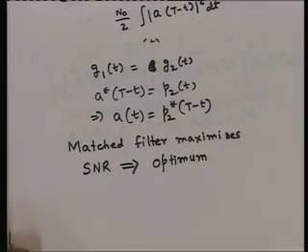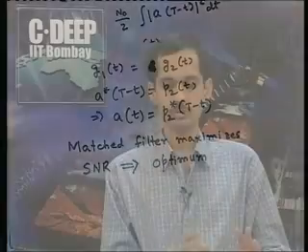So we have seen that if you use a matched filter, previously we saw that it is best to sample at multiples of capital T seconds. And now we have seen that the matched filter itself is the optimum filter, because that will give us the maximum SNR.